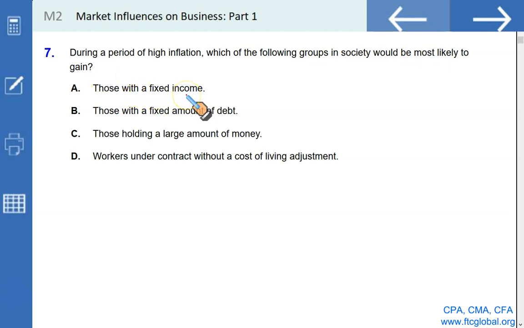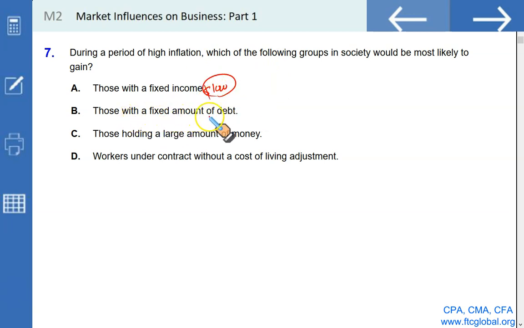Those with a fixed income, those who get a fixed amount of money. When the prices go up, when there is high inflation, they will suffer. A person who just gets $1,000 every month, when the rate of inflation is high, he would suffer. B is incorrect.